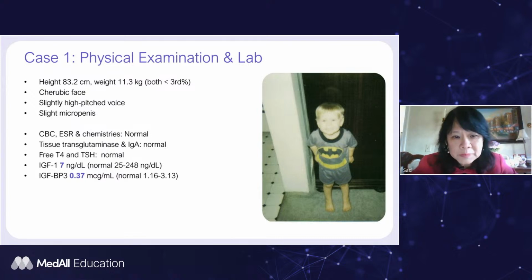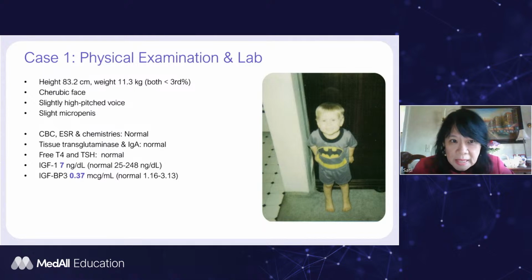So I order lab tests, just like what I discussed earlier. Check CBC, sed rate, chemistry, and screen for celiac, and they came back normal. Thyroid function test is normal as well. And he had quite low IGF-1 level and also low IGF binding protein 3 as well.